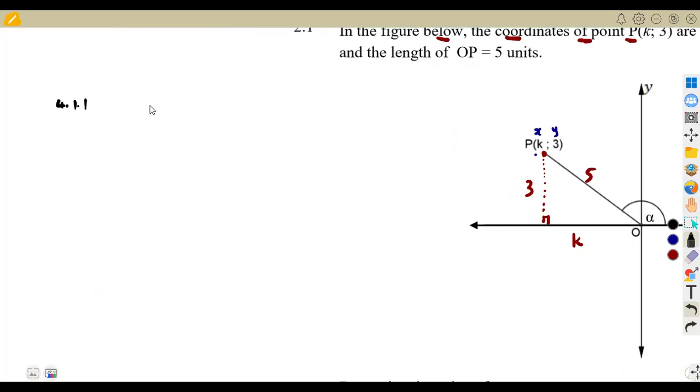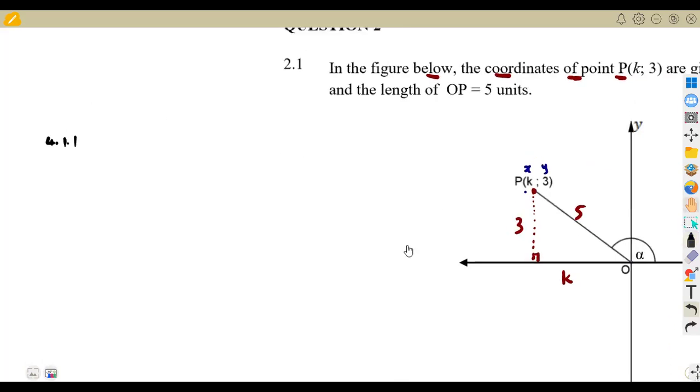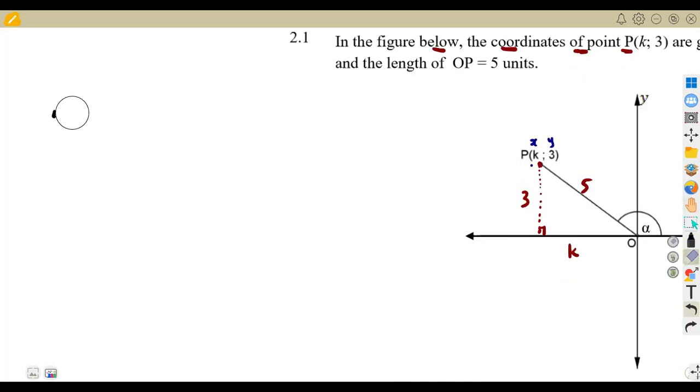So you're going to have it from our Pythagoras theorem. Where am I getting the 2.1.1, guys? So like I was saying, this is 2.1.1.